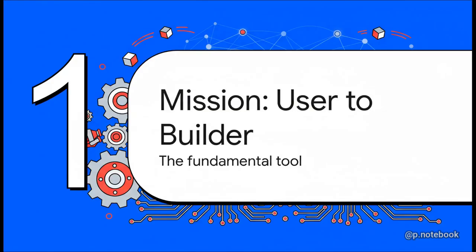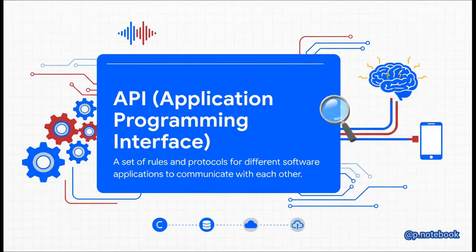Section 1, the mission, user to builder. Right now, we're going to focus on the single most important tool that creates that separation, the one thing that truly makes all of this building possible. And that tool? It's the API, the Application Programming Interface. Now, don't let the fancy name fool you. At its core, it's just a set of rules, a protocol that lets different pieces of software talk to each other.